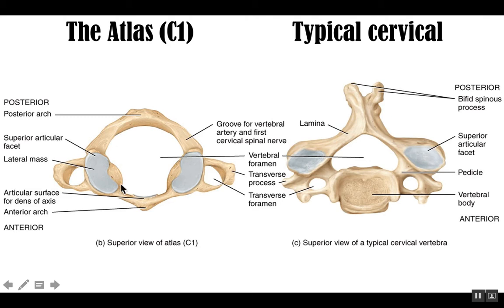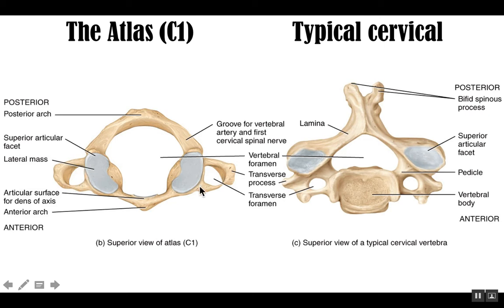Here we have the atlas. We are looking at the atlas from above, so this is a superior view. We notice that it does not have a spinous process pointing posteriorly, but instead just has what's known as the posterior arch. It has an anterior arch that does not have a body. So there's no body on the atlas. What's believed to have happened is through evolution, the body of the atlas was donated to the axis and formed the dens.